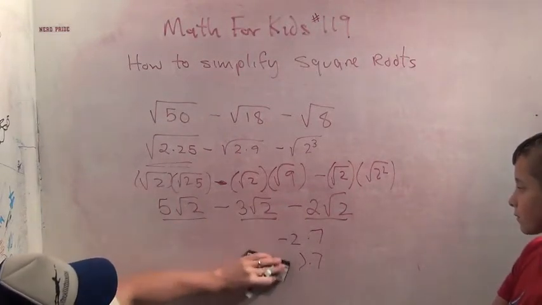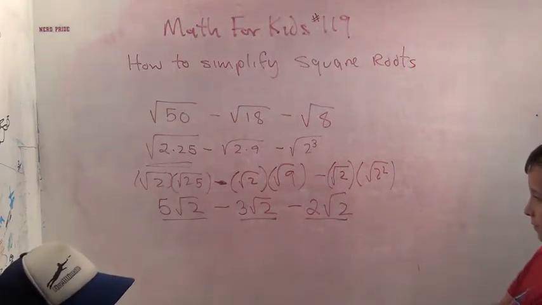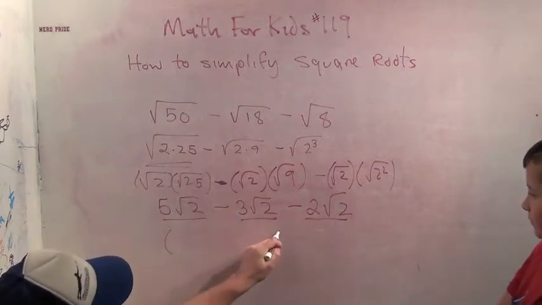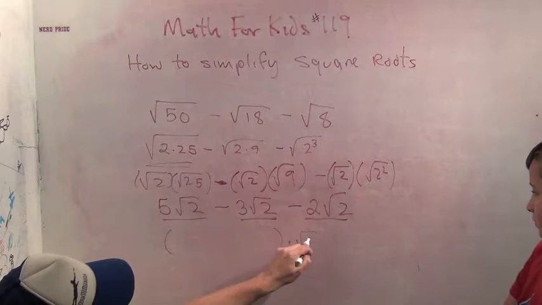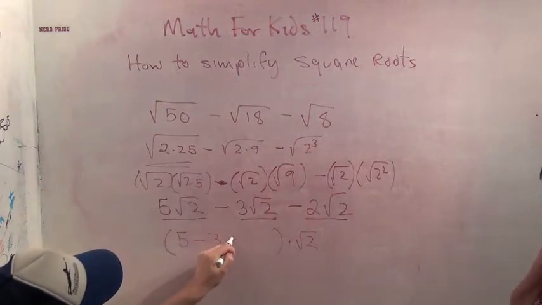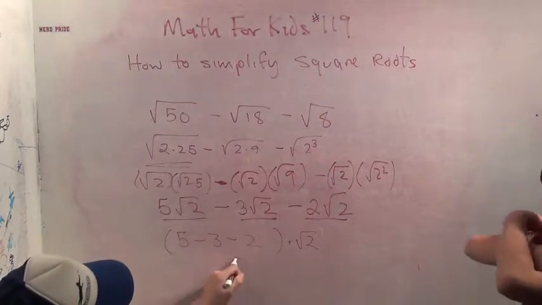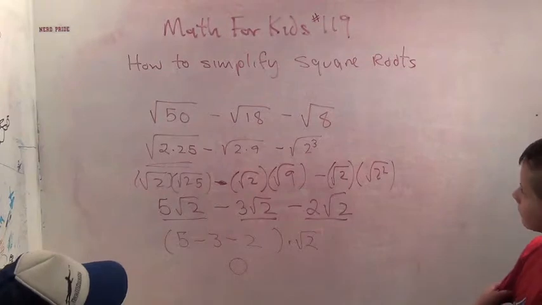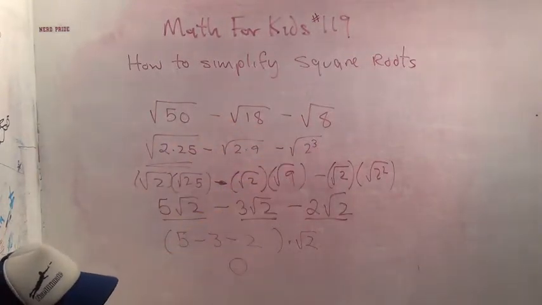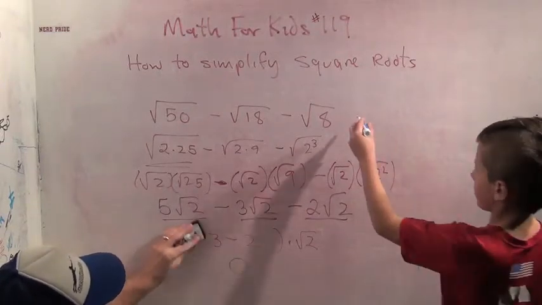Now what do you think I could do with this expression? Factor out a square root of 2 out of everything. That's one approach. So I have square root of 2, and then I have 5 minus 3 minus 2 times the square root of 2, which is 0 times the square root of 2, which is 0. So we just learned something: the square root of 50 minus the square root of 18 minus the square root of 8 is equal to 0. Now let's see if there's another way we could have seen this.